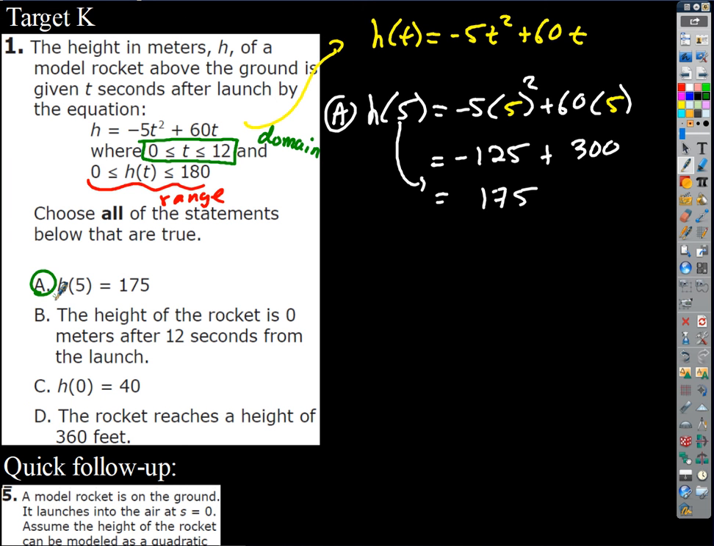Second statement, the height of the rocket is 0 meters after 12 seconds from the launch. What do you think, based on our domain? It starts at 0 when the rocket's launched, and 12 seconds must be, what's it going to do? What kind of equation is that? They're t's instead of x's. I mean, t is time, sure, but is it linear? What's the biggest power of x, or t in this case? 2. So what do we call that?